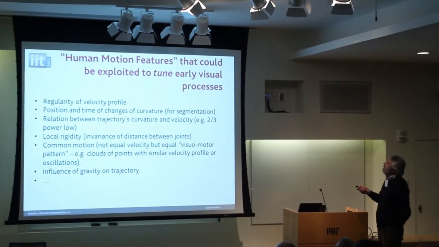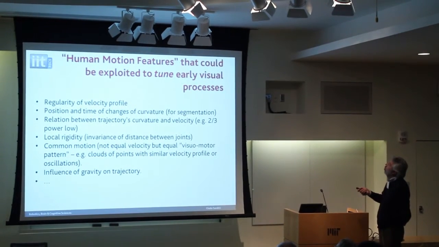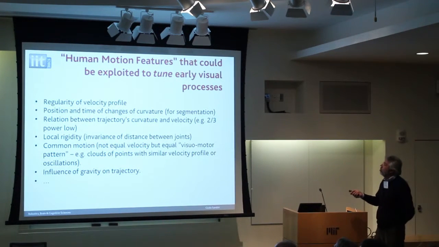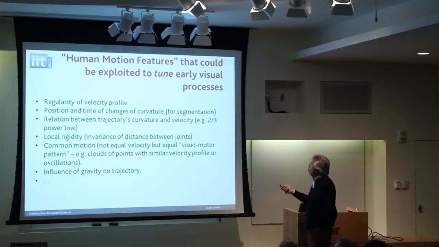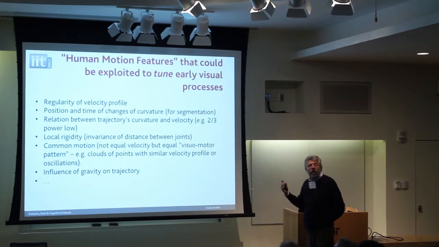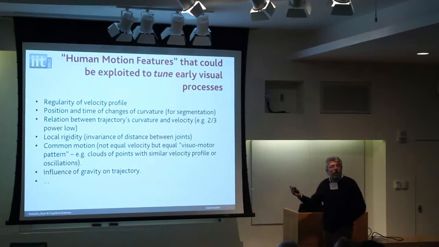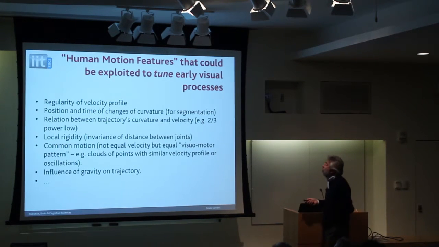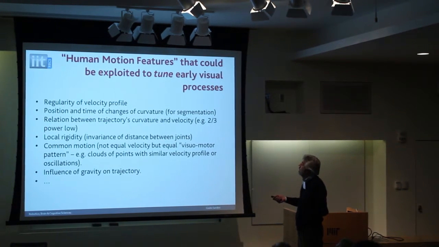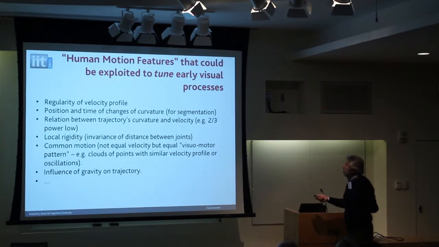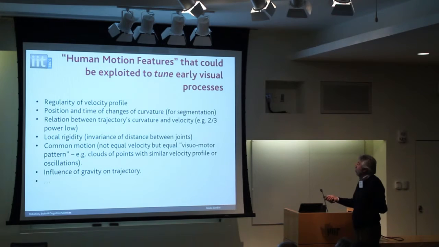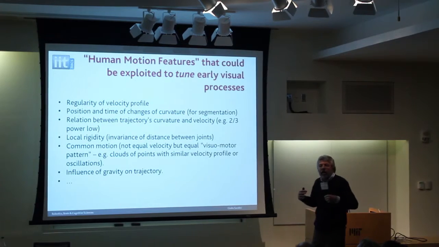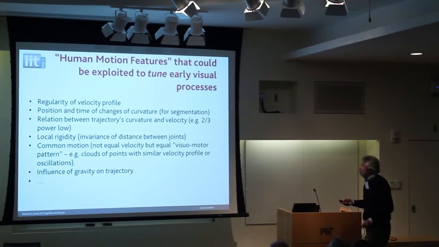I listed here a set of motion features that could be exploited to tune these early processors, like the regularity of the velocity profile, the position and time of the changes of curvature. These are perspective invariant properties in vision, which could maybe be exploited to drive this human biological motion understanding. The relationship between curvature and velocity, the local rigidity: there is an invariance in the distance between the joints of our body. This is something that, again, can maybe be exploited in vision very much.